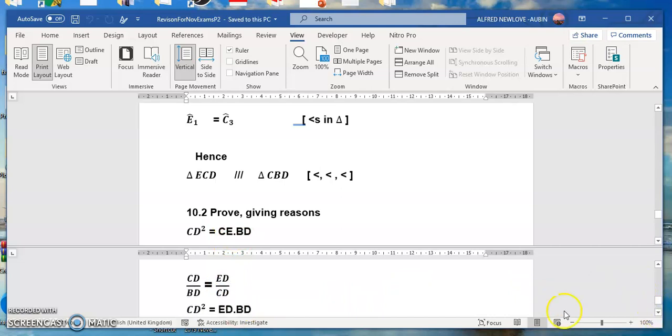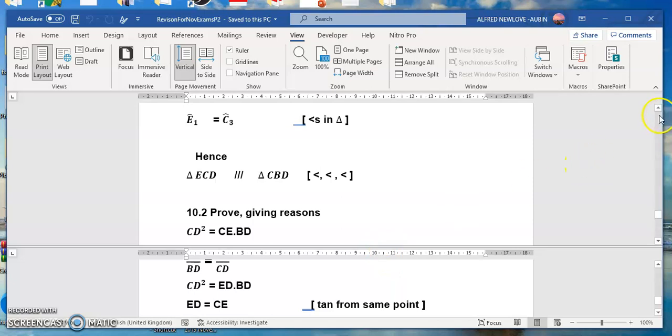So if I cross multiply, this CD is going to multiply CD, so I'm going to have CD squared. Then this BD is also going to multiply ED, so I'm going to have ED times BD. Then we also know that ED is equal to CE.